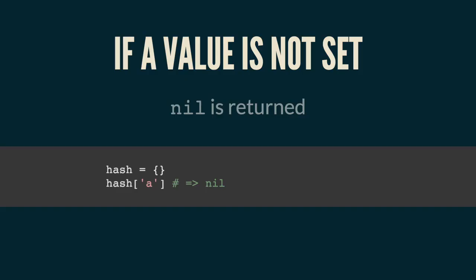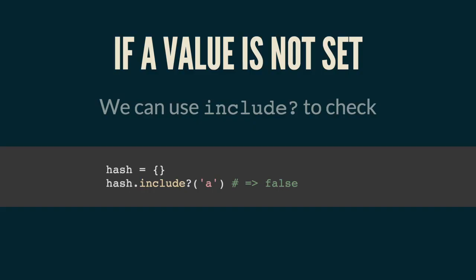So what happens if we try to access a value that doesn't have a key in our hash? Well, we simply get nil. Nil is a special type that indicates that nothing is present. But if you like, before we try to access a key, we can check to see if it exists. Much like array, we can use the include method. This will return a true if the key exists, or false if it doesn't.